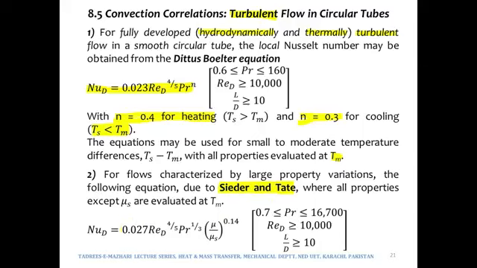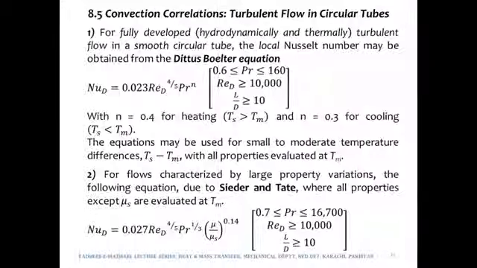Nusselt number can be evaluated in turbulent flow using this expression: 0.027 Reynolds to the power 4 by 5 Prandtl to the power 1 by 3 times mu by mu s. And in here all the properties are evaluated at Tm except mu s, which will be evaluated at Ts. So there are again various expressions, but the Dittus-Boelter equation is more commonly used as compared to other expressions for turbulent flow in circular tubes.